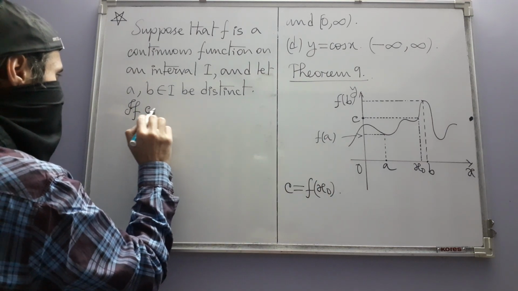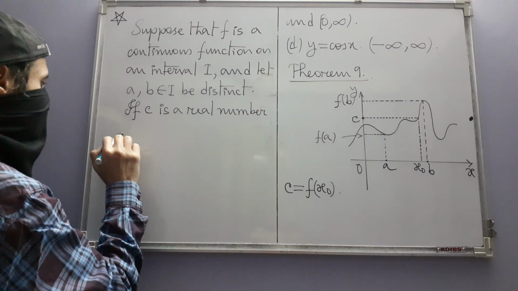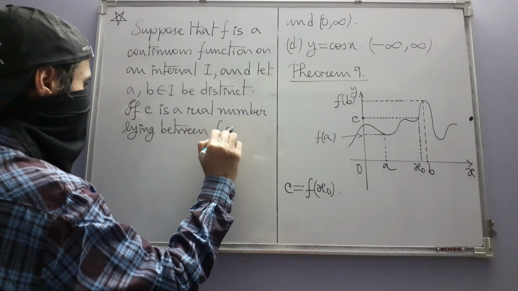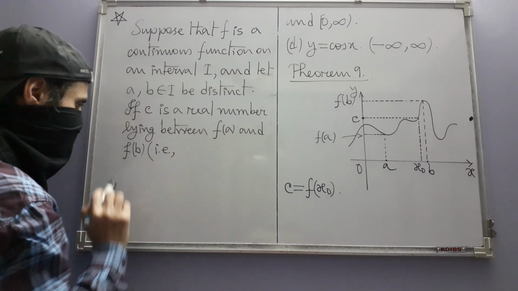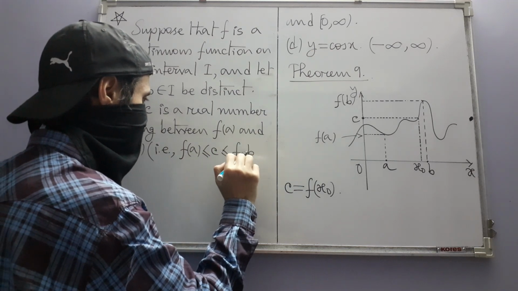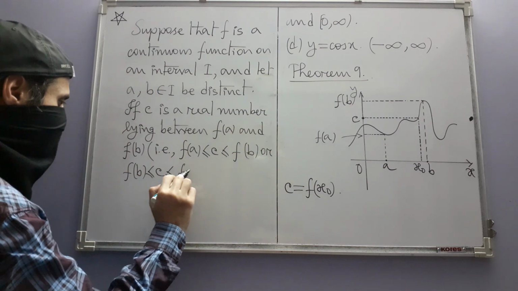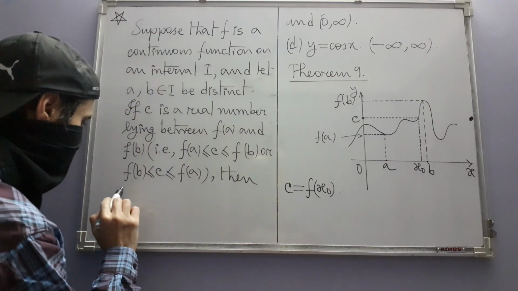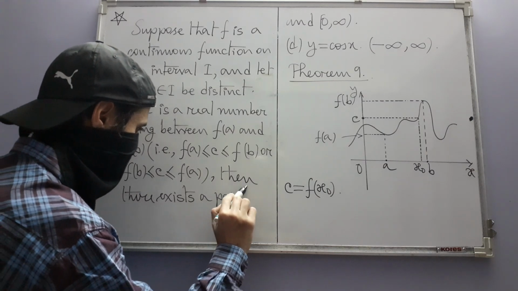If c is a real number lying between f(a) and f(b), and the meaning of that is this: either you have this or you have this, okay, then there exists a point or number, same thing.